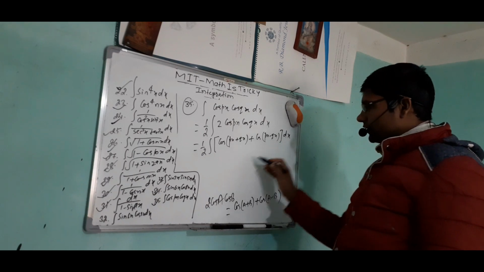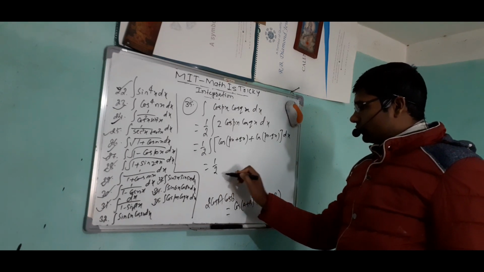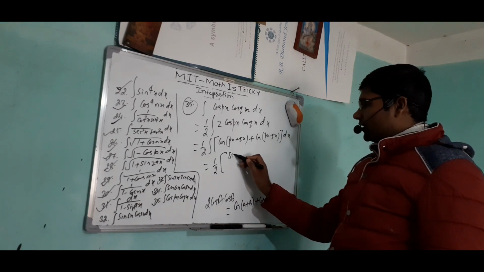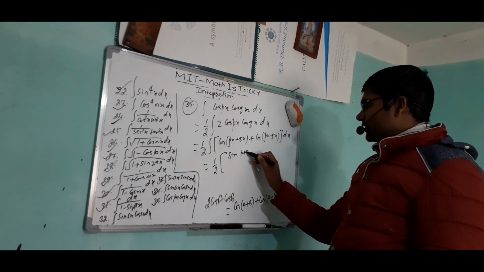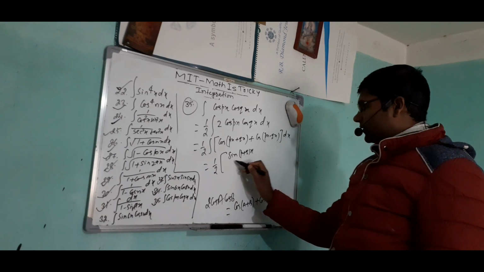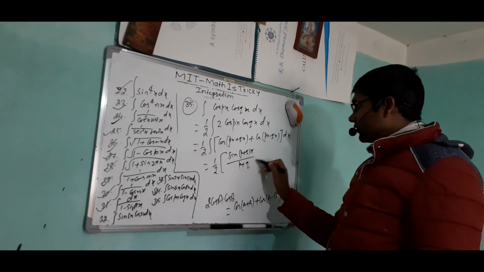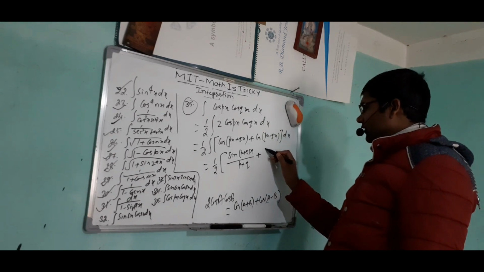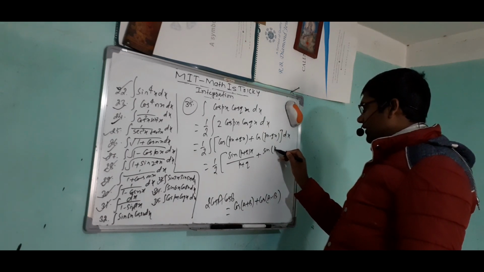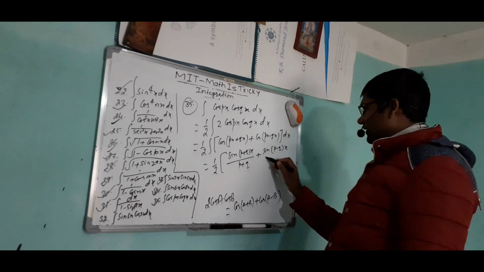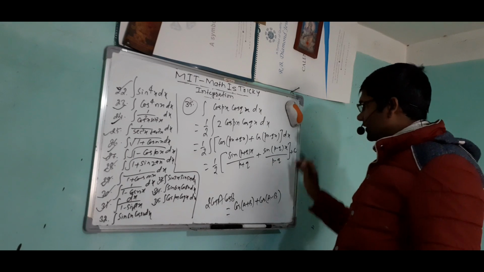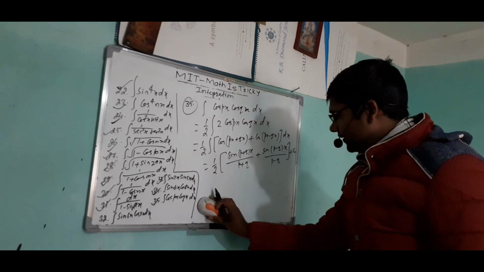So 1 by 2 is outside. Now integration of cos is sine, so sine (p plus q) times x by (p plus q). Again integration of cos is sine, so sine (p minus q) times x by (p minus q), plus c. That's your answer. This is our final answer.